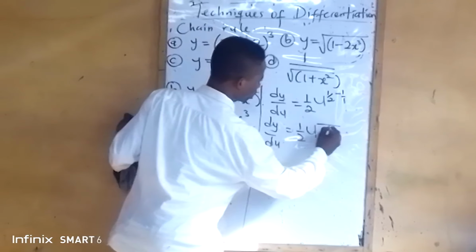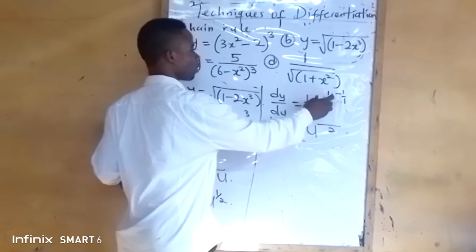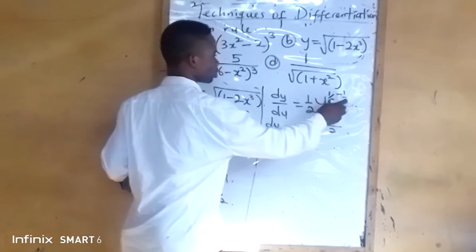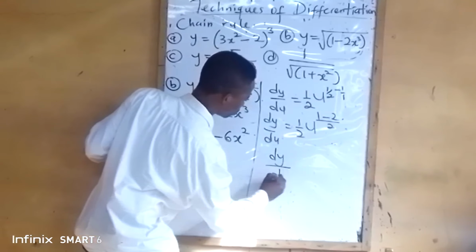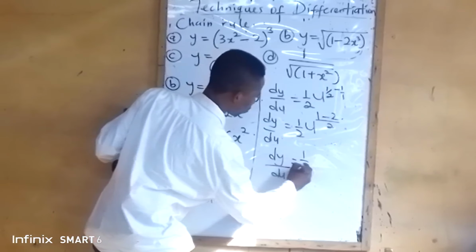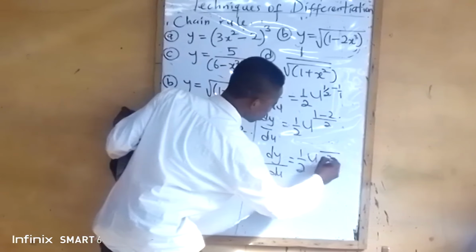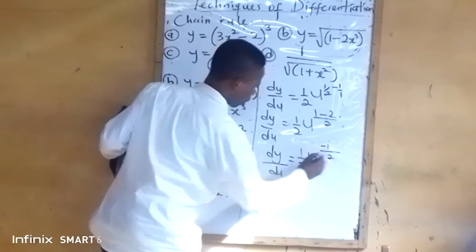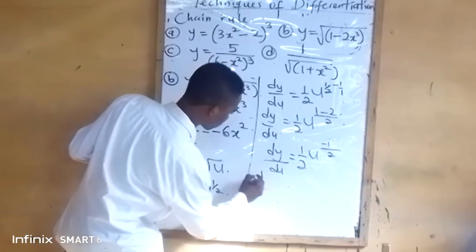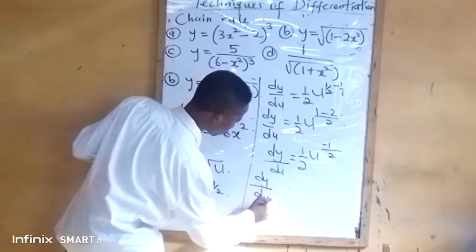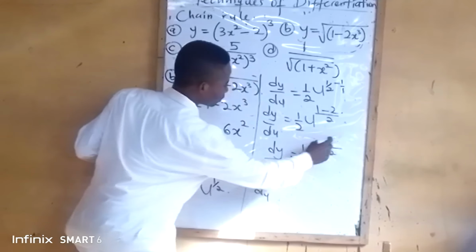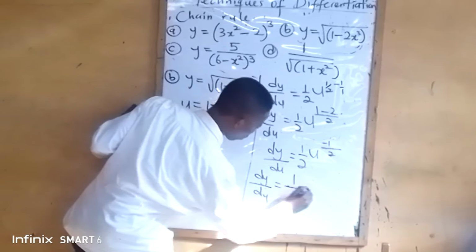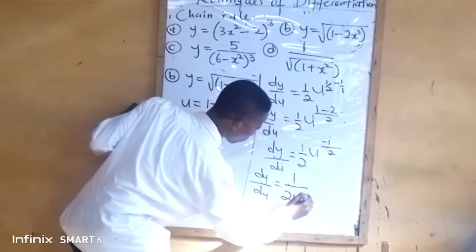You find your LCM. Your LCM is 2. 2 into 1, 1 times 1, 1. Minus 2 into 1, 2 times 1, 2. That is dy/du equals 1 all over 2u, 1 minus 2, minus 1. So you can actually write it as dy/du equals, you can just bring this one down and take away the negative. That's 1 all over 2 u raised to power 1 all over 2.